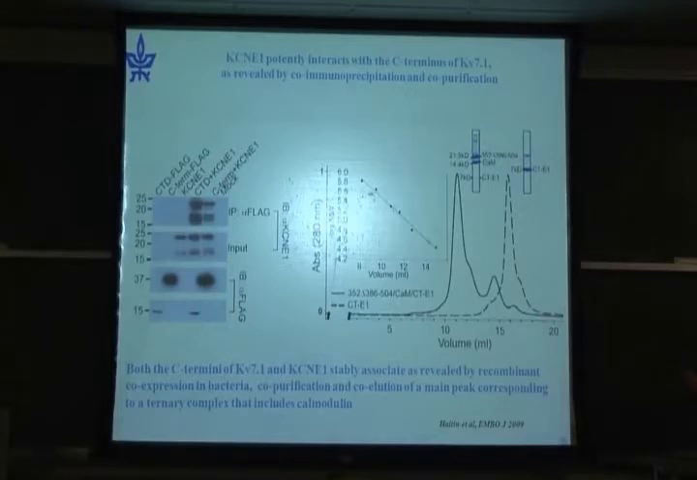As you can see here, this is the elution of the beta subunit alone, but when you co-express, everything comes together in size exclusion chromatography, where you have a complex of the C terminus of the alpha subunit, calmodulin, which is in any way necessary to get a soluble protein, and the C terminus of the beta subunit. So you have a ternary complex formed by these three proteins.